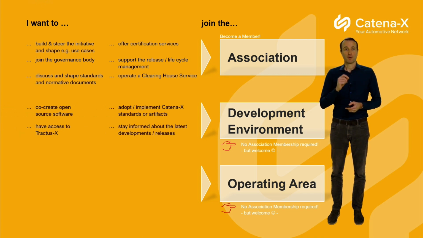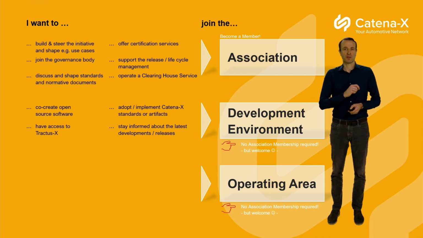Second point, if you, however, just want to help us to develop code in the open source environment, if you want to have access to Tractors-X, what Klaus mentioned before, if you're a software provider and you want to use our standards and artifact and implement them, or if you just want to stay informed, you do not have to become a member of the association necessarily. You can, but you don't have to. You can look in Tractors-X, you can look at our normative documents that are released, and because you build everything on open source, you can get it for free from there.